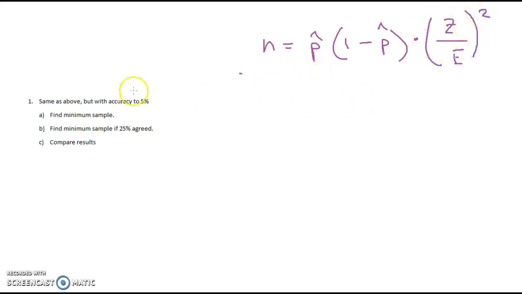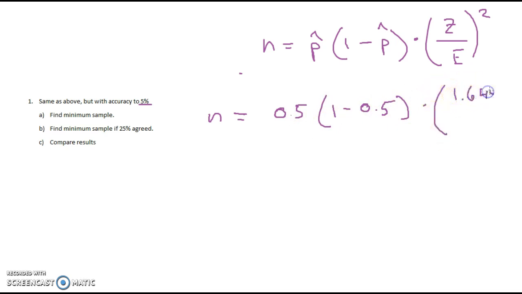Okay, so again, plugging things in. If our accuracy is 5%, it's the same deal. We don't know the initial p-value, so we plug in 0.5. And then that times, again, it's the same 90% confidence interval, so that was 1.645, over, now our error rate is a little bit different. Our error rate is 0.05, because we want to have 5% accuracy.